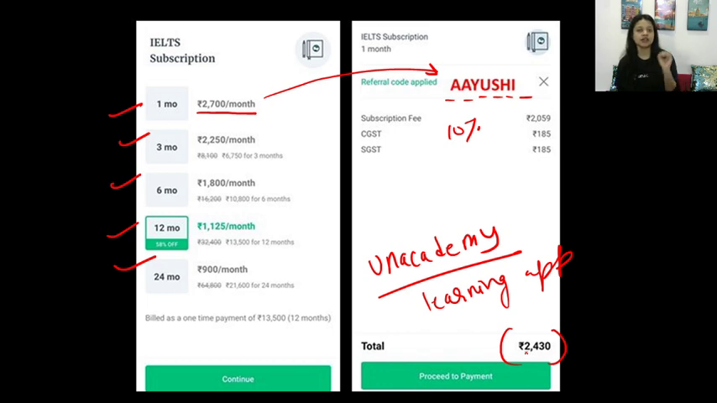But if you don't know English, 1 month is good for people who know English, who are good with the English language. They just want to understand the IELTS exam pattern, practice it, prepare for it, and that's all. You know, tips, strategies, everything, and that's all.